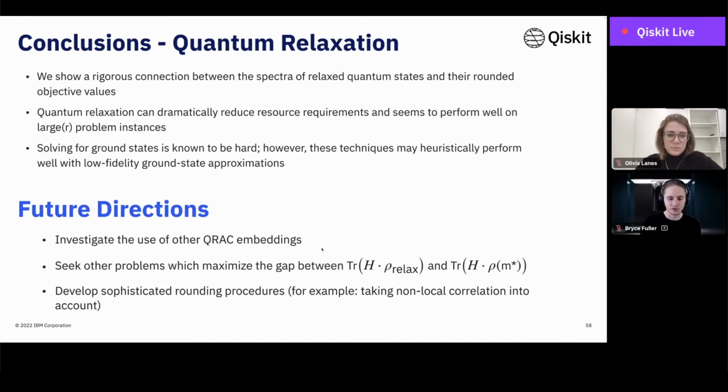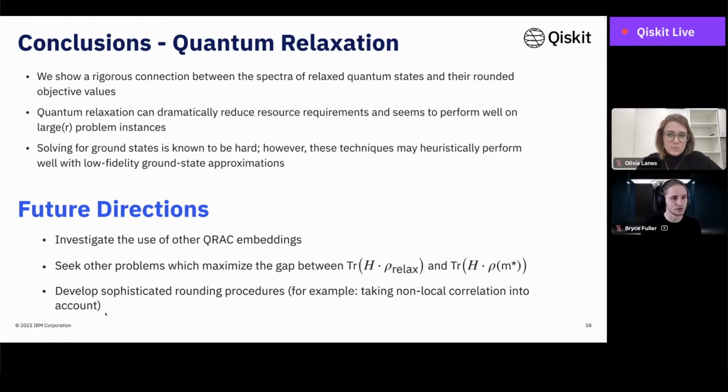It's also interesting to try and seek out classes of problems where you might be able to show, at least empirically, that this gap between your optimal discrete and optimal relaxed solution is extremely big. That might indicate that you have a higher chance of getting better and better solutions and be able to push your approximation ratio up. And there could be much more sophisticated rounding procedures that people could come up with, right?